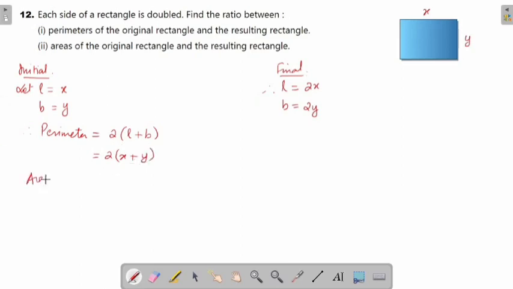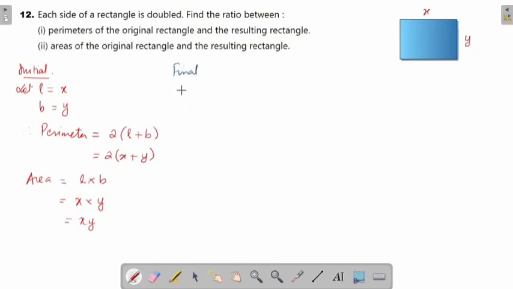Similarly, let's find its area also. Area is L into B, you know that. Length is x and breadth is y, so x into y is xy. So we got both the perimeter and area of the first rectangle. Now let's find the perimeter and area of the final rectangle. Let me erase this part and write it here. Next is final, so you will write this just below this.